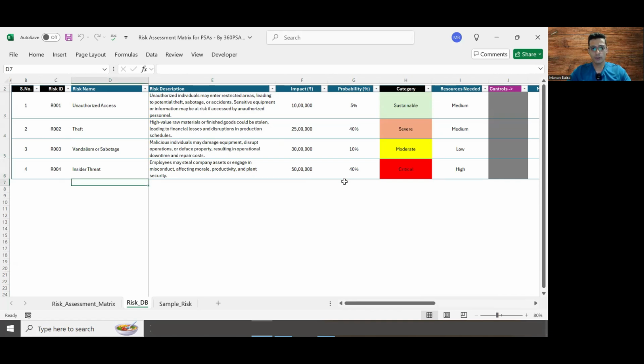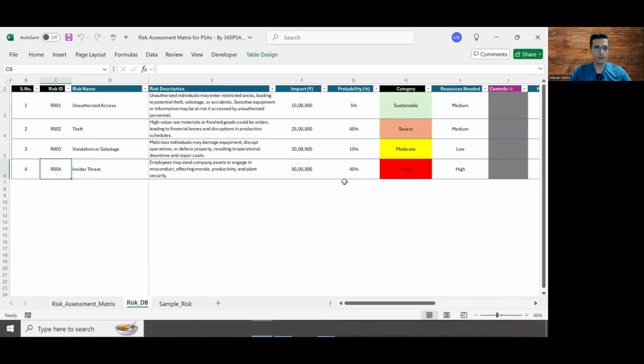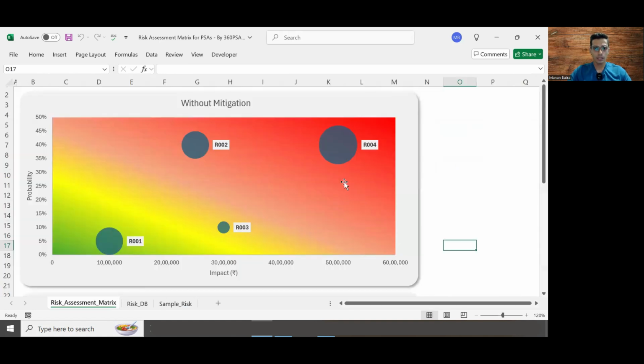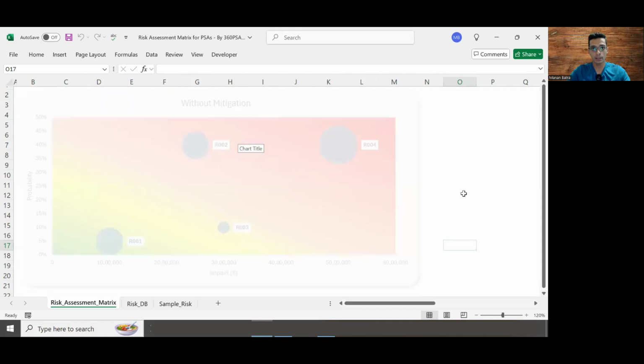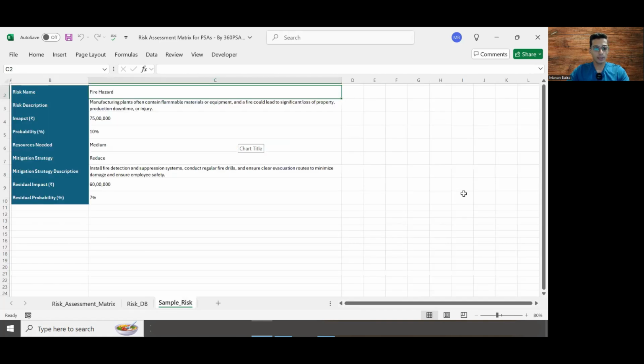For example, I've already tabulated a sample risk. We are calling it a fire hazard, right? And I'll add the details here quickly. So here you see we have only 4 risks till now, which is why in the risk assessment matrix we have only 4 bubbles, right? So the moment I add another risk, you can expect to see one more bubble popping up here. So I'll just do that, right? So I'll just copy paste.